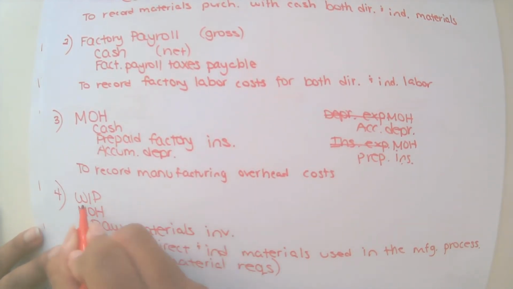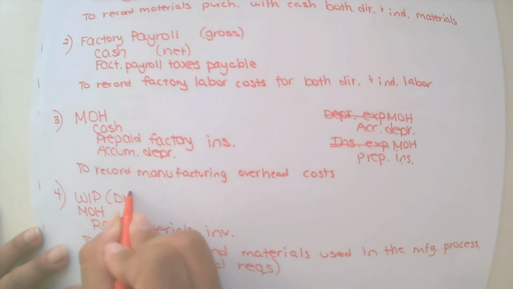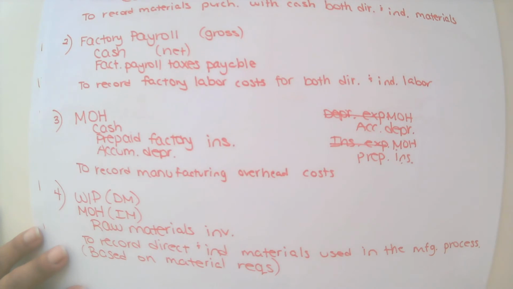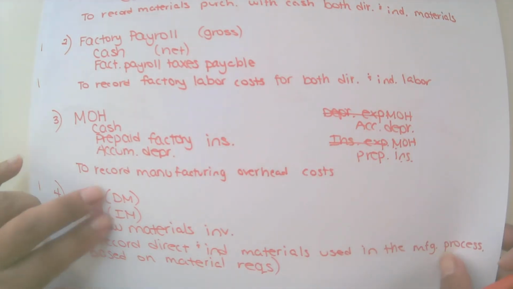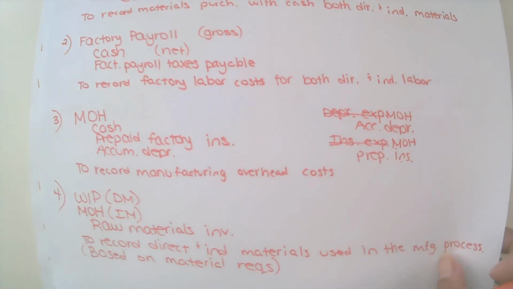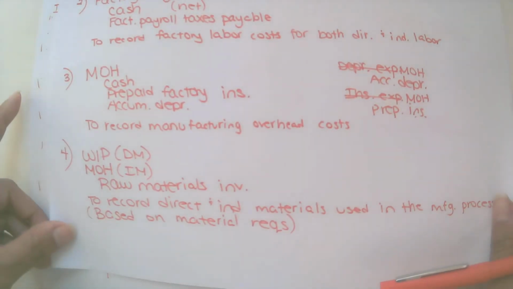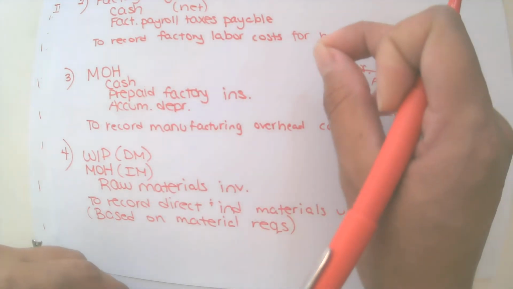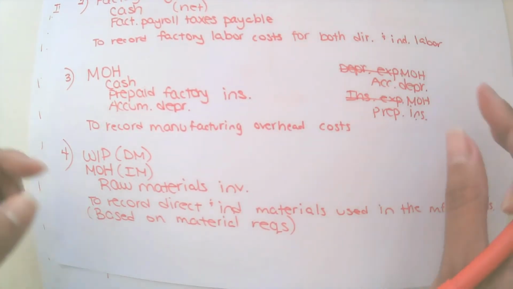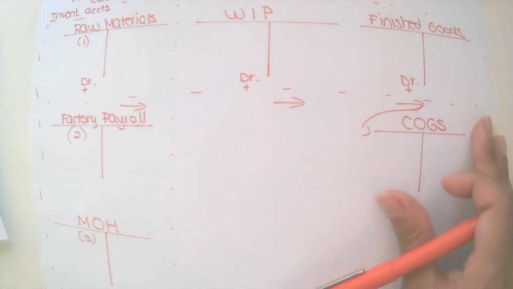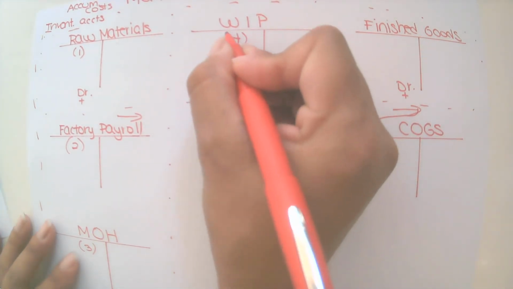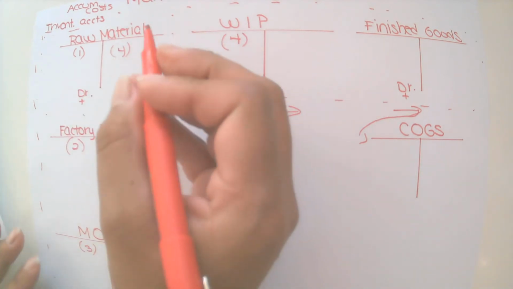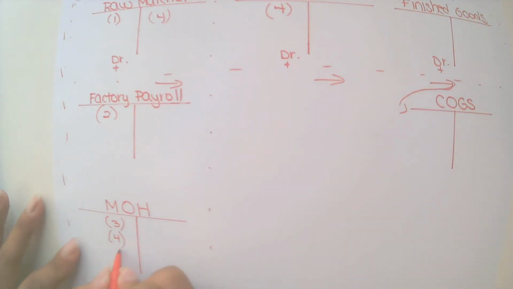Okay, so if you want to write yourself a note, WIP will be for your direct materials. MOH will be for your indirect materials. Okay, and you could split this up into 2 entries, but normally we just treat it as one to make it simple because it's somewhat related. They're all coming out of the same account. They're just splitting based on if it's direct or indirect. So let me go ahead and post that.